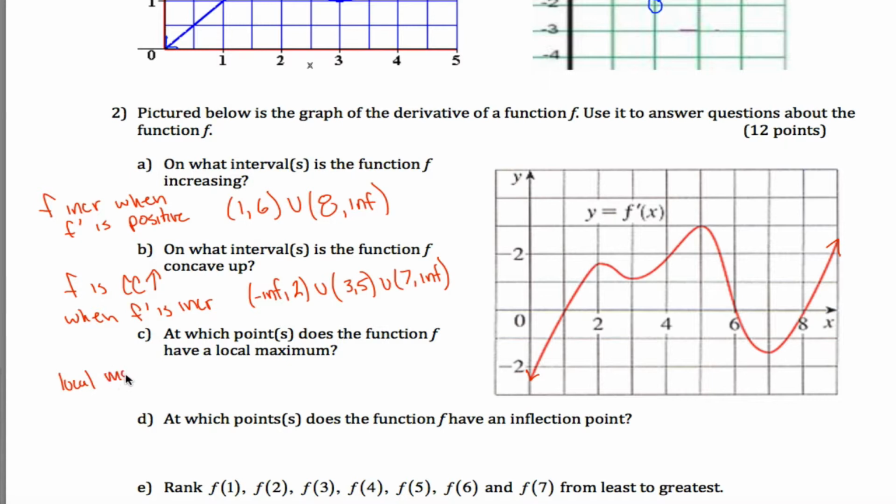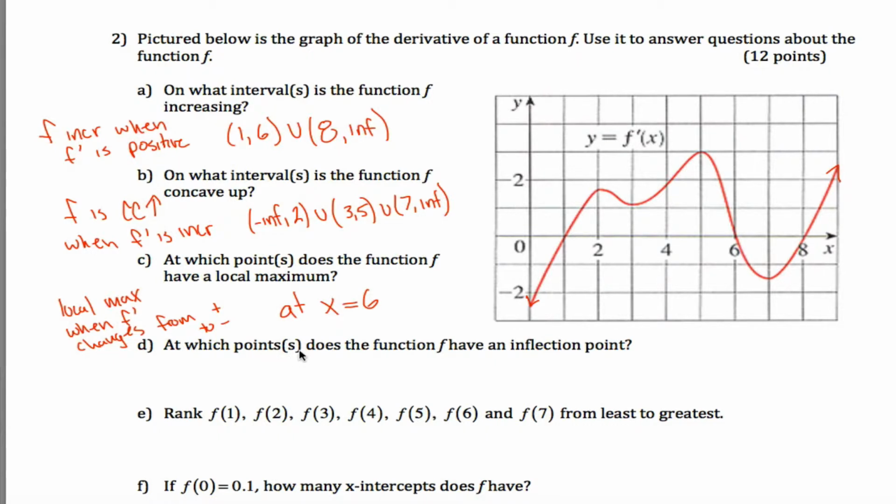At what point does the function f have a local maximum? Local max when f prime changes from positive to negative. If f prime is positive, the function is going up. If f prime is negative, the function is going down. If the function used to be going up and now is coming down, in between there I had a local maximum. So let's see, f prime is positive all throughout here and it's negative in here. So it looks like it has a local maximum at x equals 6.